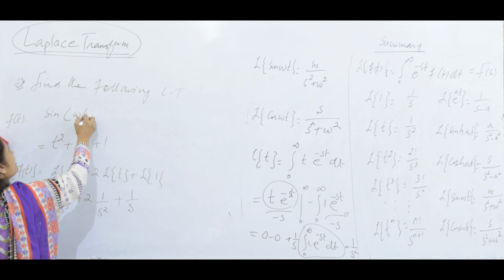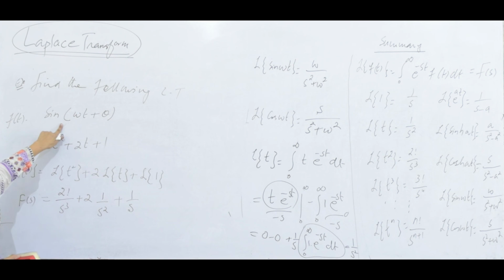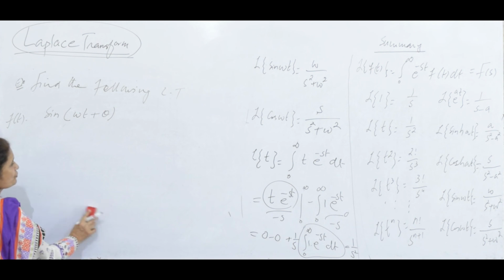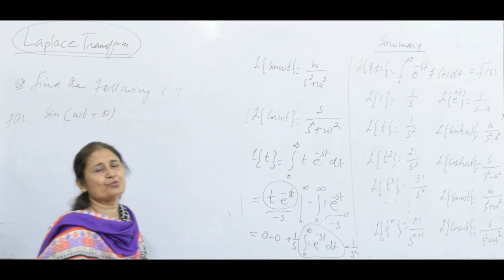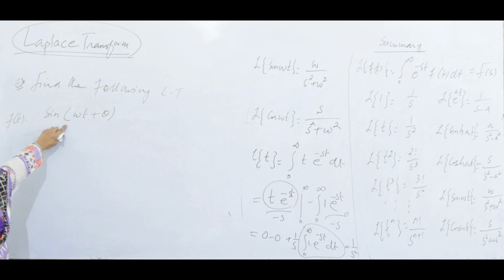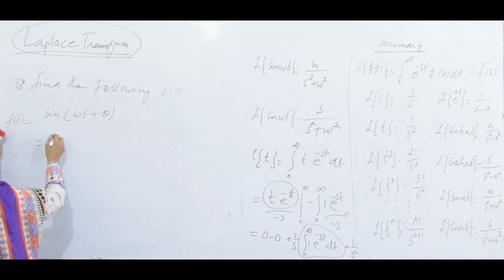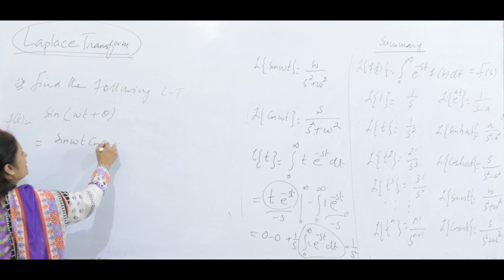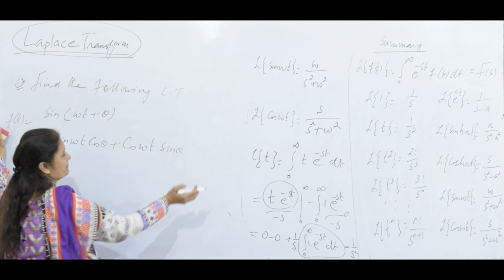Let me have one more: sine of omega t plus theta, for example. Find the Laplace transform of this. You know only these things. You do not know the Laplace transform of sine of omega t plus theta. What you do is use the identity: sine omega t cos theta plus cos omega t sine theta.